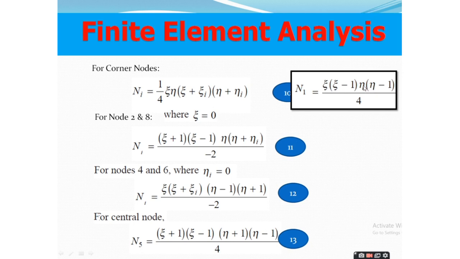This equation is for the corner nodes 1, 3, 7 and 9. For the other nodes, eta equal to 0 for nodes 2 and 8, and psi equal to 0 for nodes 4 and 6. So you represent the equation with respect to that. And the central node N5 is represented by a different equation, so you have to write the function for the central node differently.